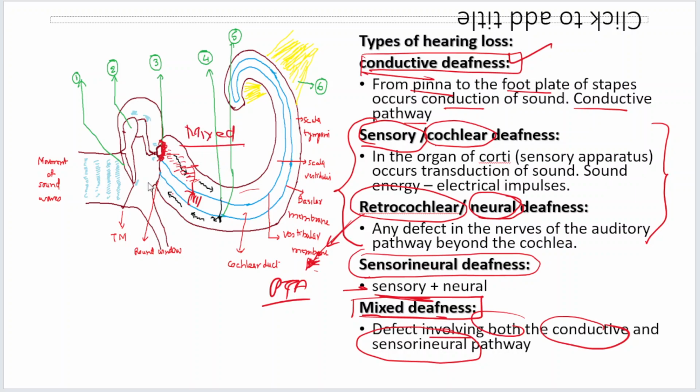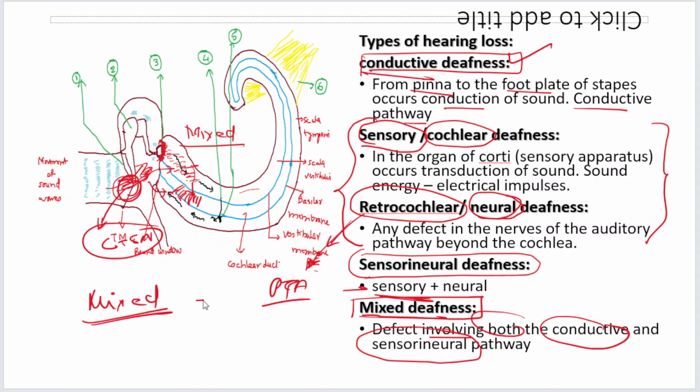Also, you can have it in central perforation, long-standing central perforation, because of the toxins, because of the repeated infections. There is a perforation causing conductive kind of deafness, and also the toxins can go through the round window membrane into the cochlea, causing sensorineural or mixed. So they are having conductive plus sensorineural kind of deafness. So there will be mixed kind of deafness.